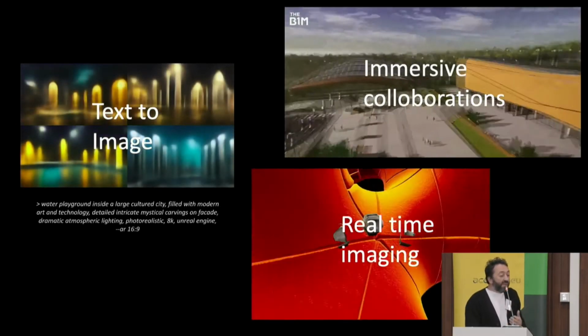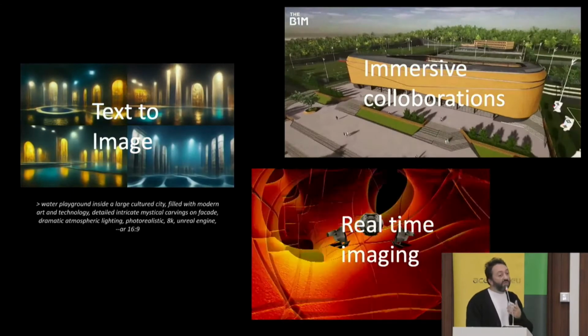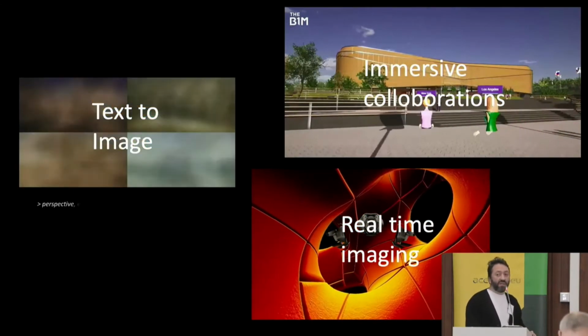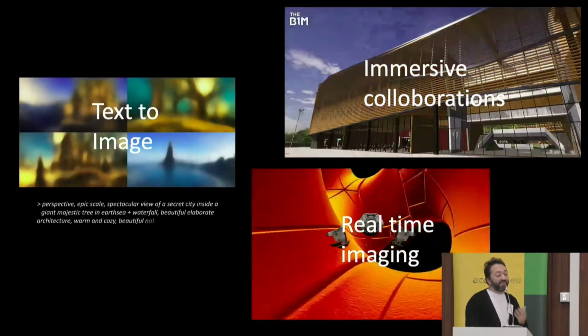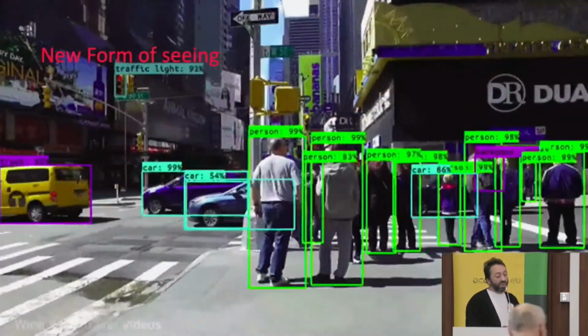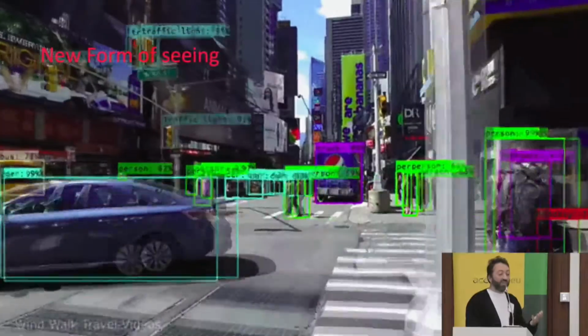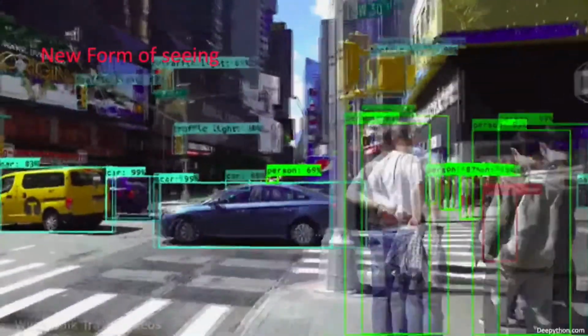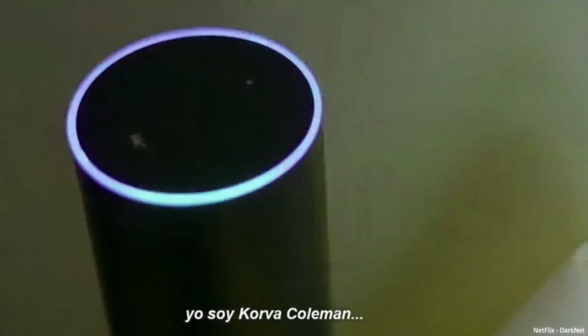There is real-time imagery. So technology is evolving because of the computation power of our machines, and the possibility that we have to use technologies is changing. There is a new form of seeing, camera vision. Technologies get embedded into our reality, and people absorb that.